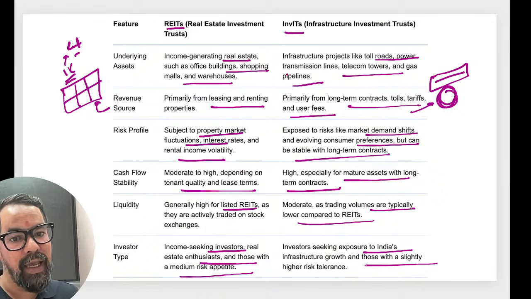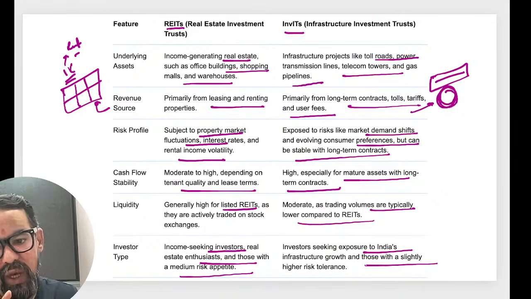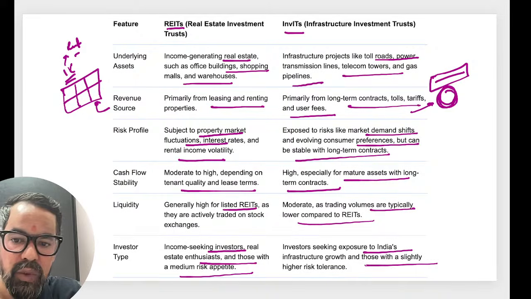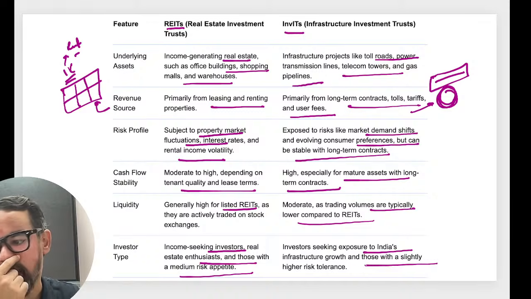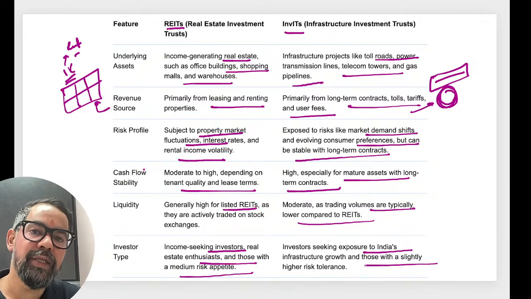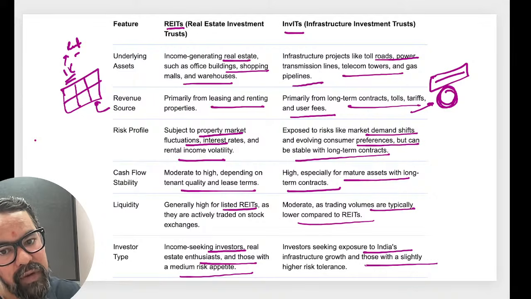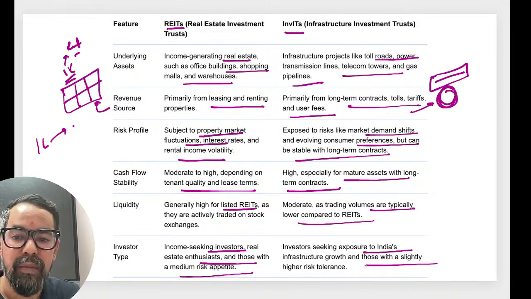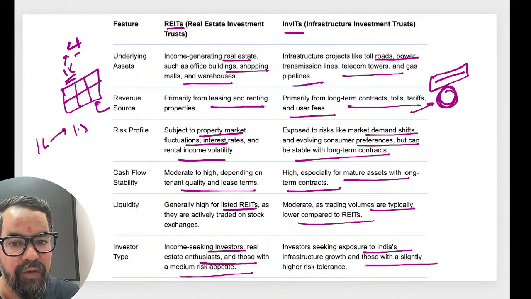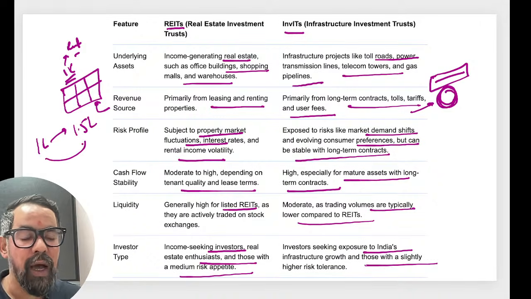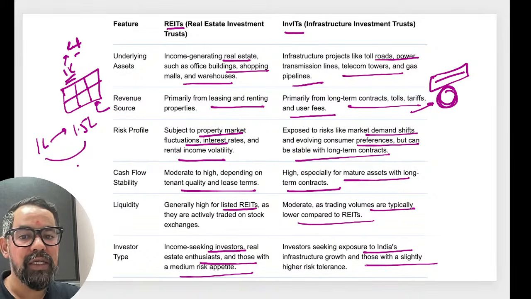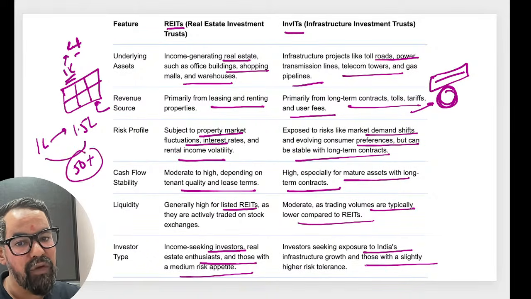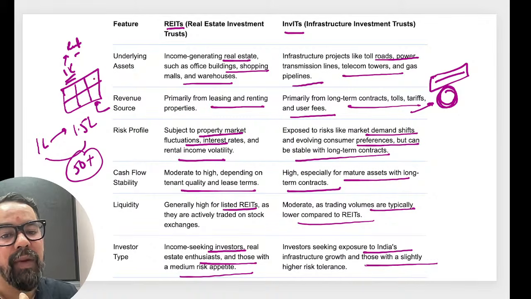So REITs and InvIT, you have to understand the differences. Apart from this, one another thing is around capital gain. I hope everyone understands capital gain. Let's say as an individual you invested 1 lakh, and after some time it becomes 1.50 lakh. In case of REITs, we have a capital gain of 50,000, but there is an exemption.